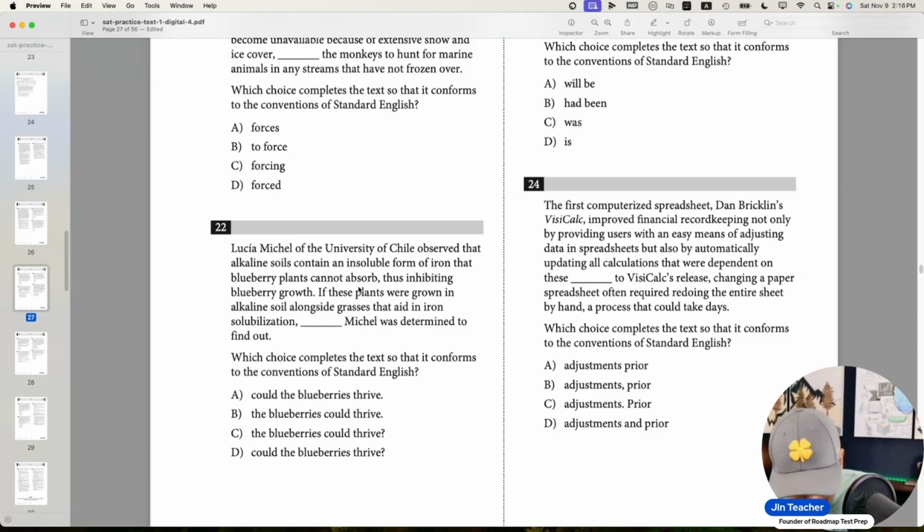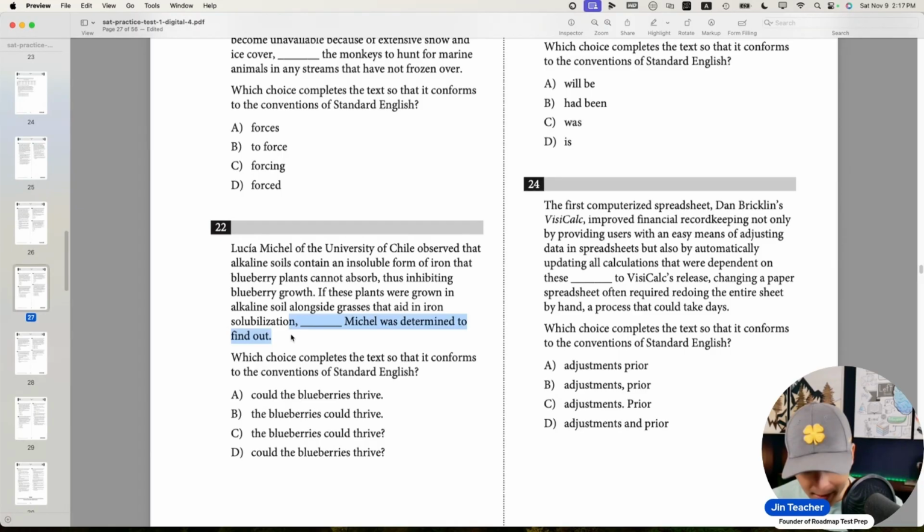So the passage says, Lucia Michel of the University of Chile observed that alkaline soils contain an insoluble form of iron that blueberry plants cannot absorb, thus inhibiting blueberry growth. If these plants were grown in alkaline soil alongside grasses that aid in iron solubilization, could the blueberries thrive there?